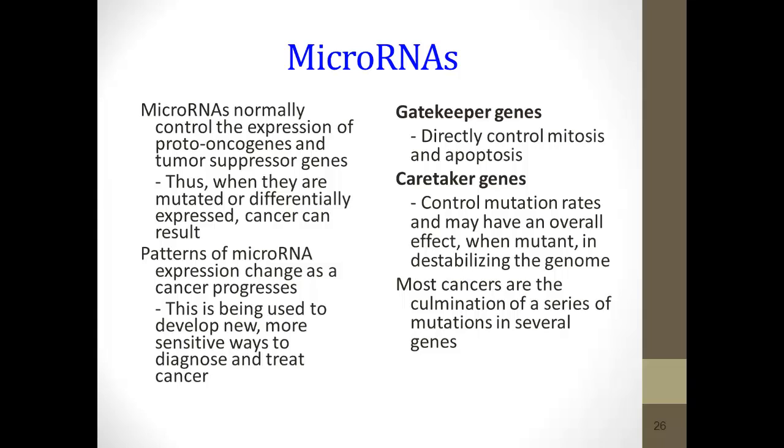MicroRNAs normally control the expression of proto-oncogenes and tumor suppressor genes. Thus, when they are mutated or expressed differently, cancer can result. Patterns of microRNA expression change cancer processes. So we have gatekeeper genes, which directly control mitosis and apoptosis. We have caretaker genes, which control mutation rates and may have an overall effect when a mutation is destabilizing within the genome. Most cancers are the accumulation of a series of several mutations within several genes.